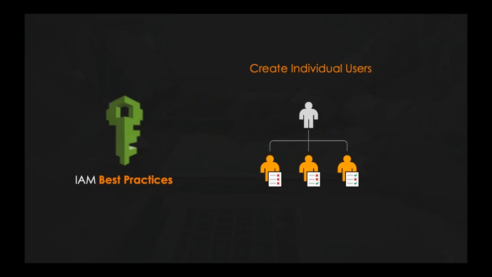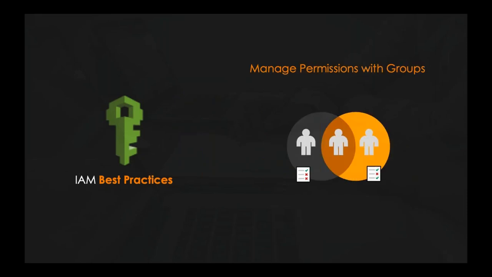First, create individual users. Instead of sharing your own credentials with anyone, though you are sharing for 10 minutes, 20 minutes, whatever it is, you should always create individual users. Second, manage permissions with groups. That is, you should add all the users to a group and you should manage the permission at group level instead of user level so that you can revoke or add permission whenever you want.